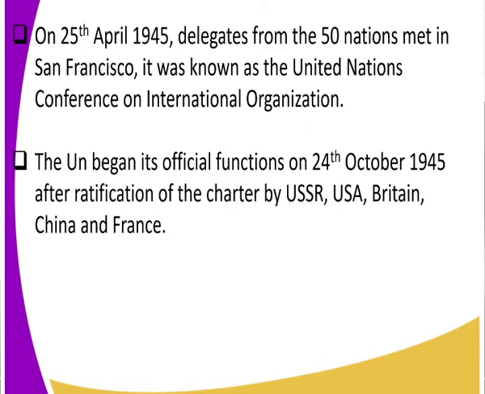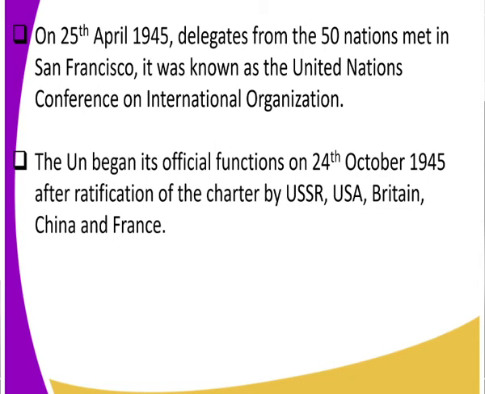Now, the UN began its official functions on 24th October 1945. That is after the 50 members declared their support behind the United Nations organization, and after the ratification of the charter by the USSR, that's the Soviet Union, the USA, Britain, China, and France. These are the five superpowers. After they threw their support behind the formation of the UN, that is when it came into place.